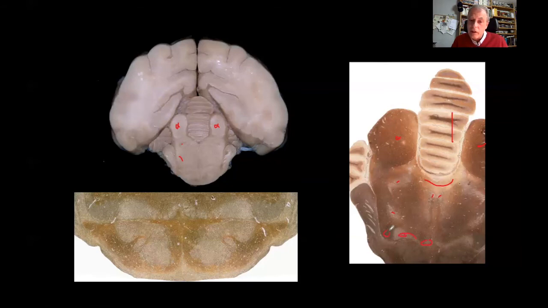Here, this is the line that separates tegmentum and ventral portion. You have the lateral lemniscus, spinothalamic tract, medial lemniscus. And in the ventral portion, you have the longitudinal fibers, pontine nuclei, and transverse fibers that form, here you see the transverse fibers that form the brachium pontis that are going to enter the cerebellum.